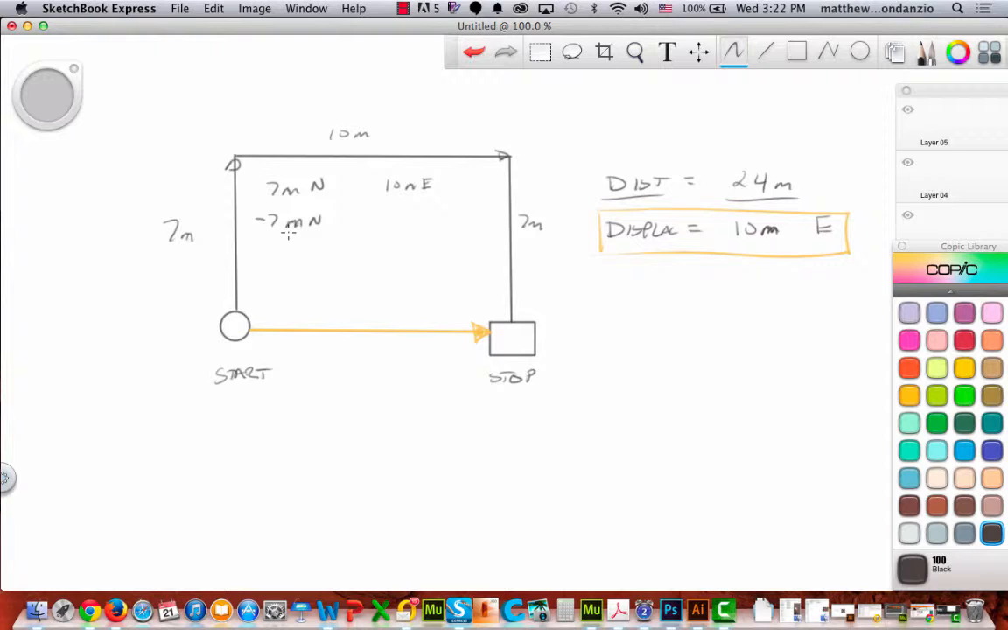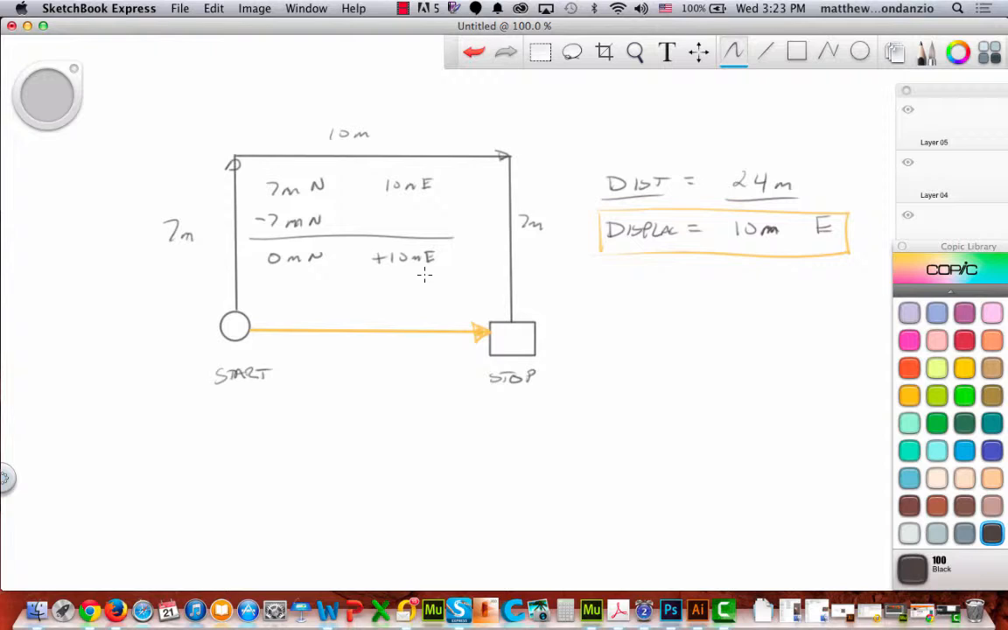Is that significant? It is. You'll see this. I'm going to do it again in a different way. The reason it's significant is because when I add it up, I have 0 meters in the north and positive 10 meters in the east. Does that make sense? So this is how you add the vectors.